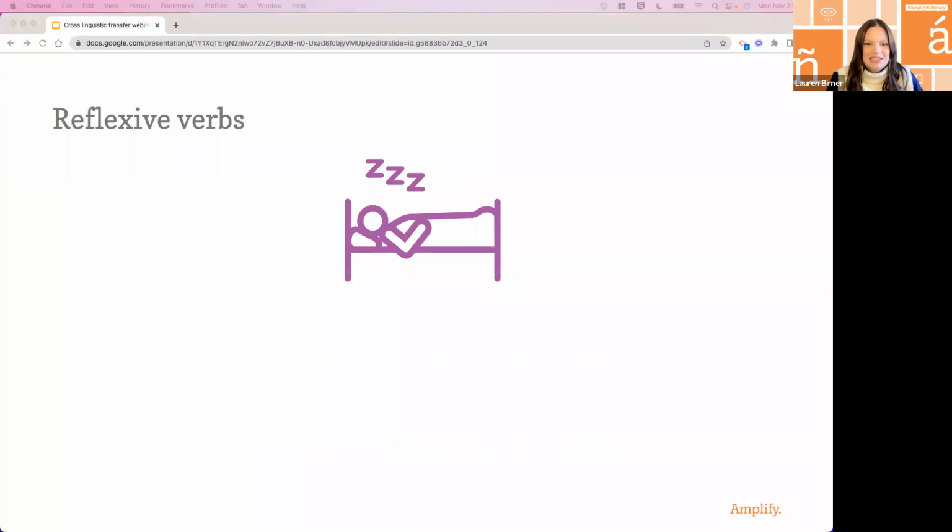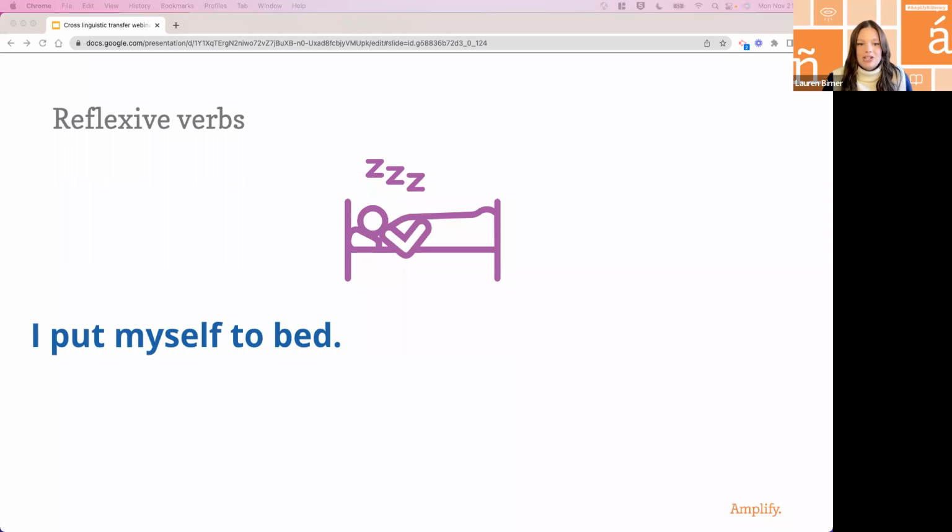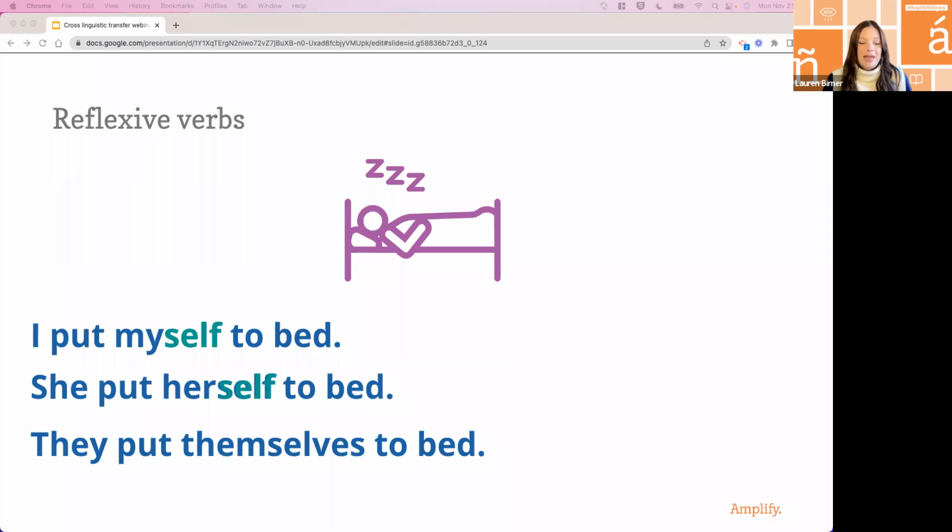There's mixing two languages. So thinking now about reflexive verbs, which I referenced earlier, these are something, again, that exist in both languages. So both English and Spanish have reflexive verbs, but Spanish uses reflexives much more often. So in English, we show reflexive verbs by adding self to the pronouns. So we have some examples here. I put myself to bed, herself, they put themselves to bed. So again, we're adding self to show that reflexive verb.